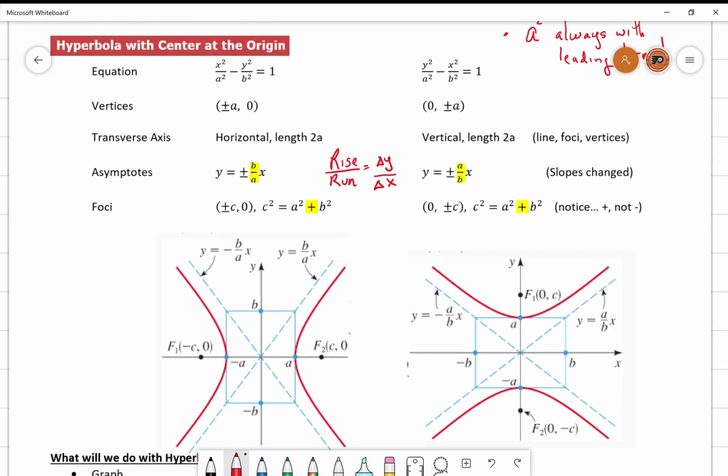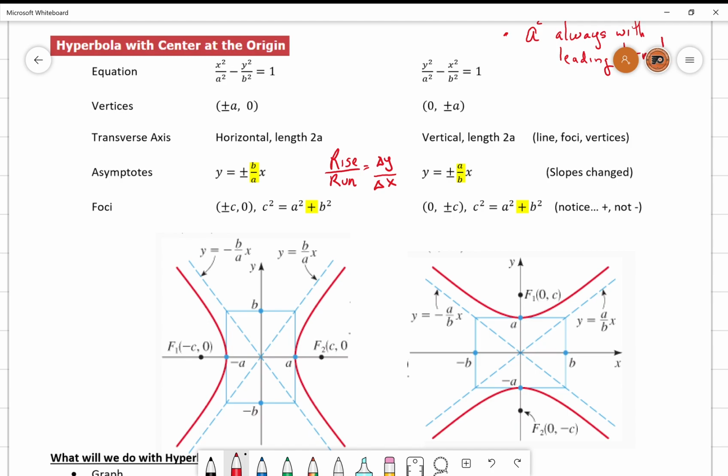So our first equation, horizontal hyperbolas with a horizontal major axis: x squared over a squared minus y squared over b squared equals 1. Your vertices are a distance of a to the left and right of the origin. And you'll notice there are something called asymptotes that will help shape our graphs. These are basically lines that are the diagonals of an imaginary rectangle that we're going to use to graph.